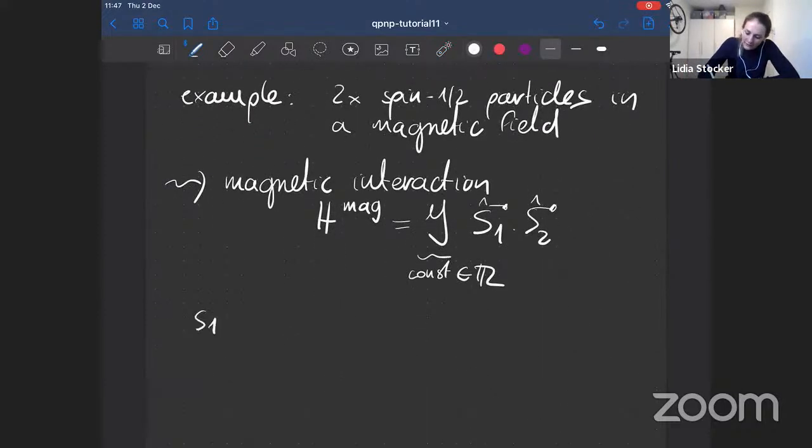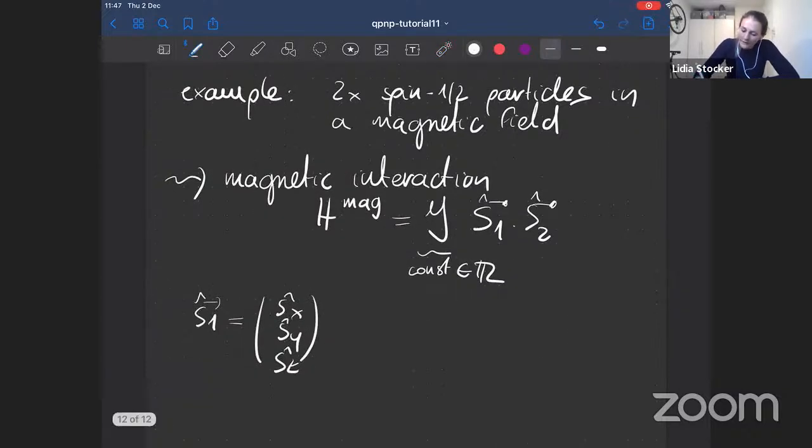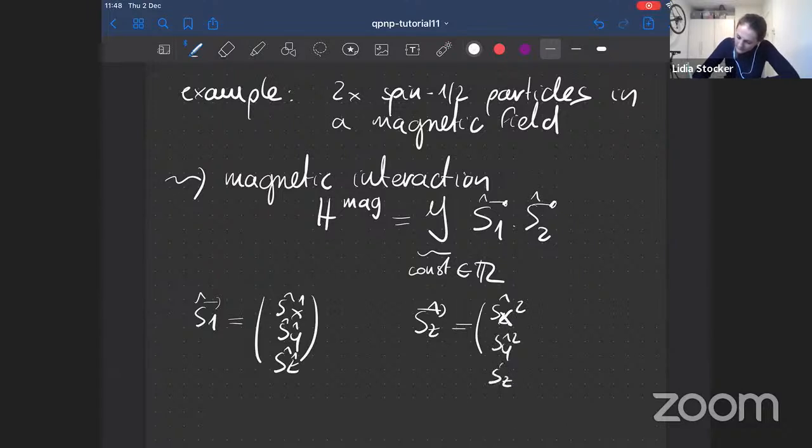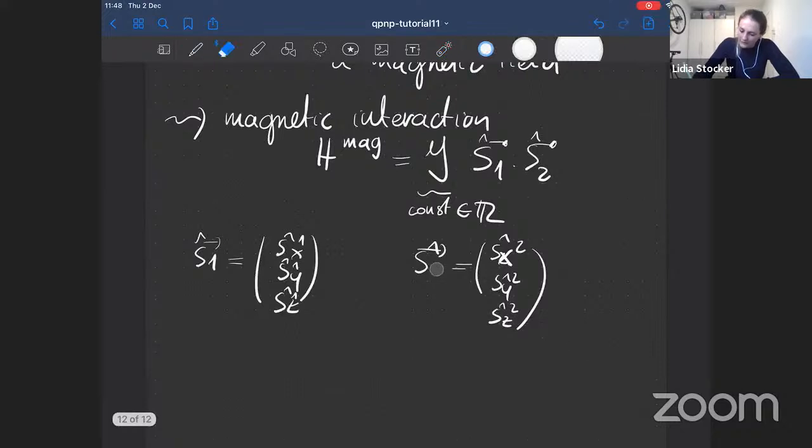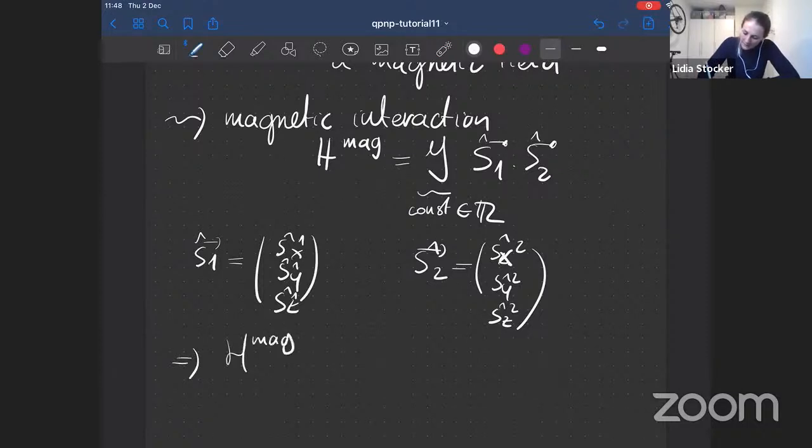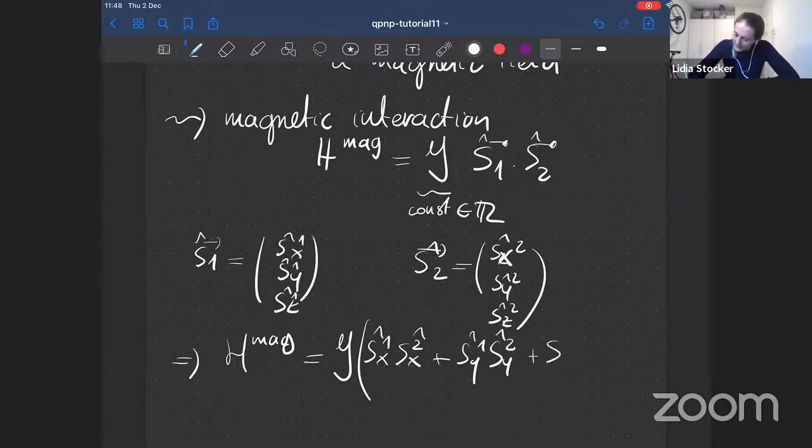What is the S1 vector? This is the vector telling the Sx, Sy, Sz operators for particle 1. Okay, and S2 is exactly the same for particle 2. Of course, I can put here Sx1, Sy1, Sz1, and Sx2, Sy2, Sz2. This means that I will have a H magnetic, which is equal to J Sx1 Sx2 plus Sy1 Sy2, and same for Z.